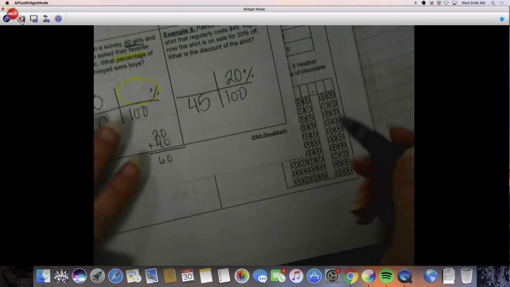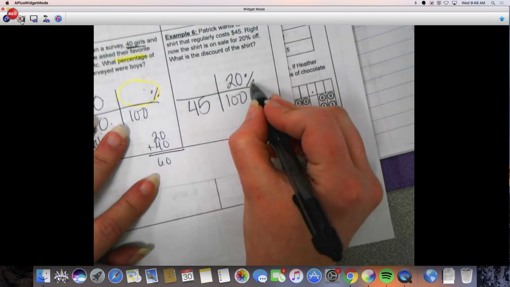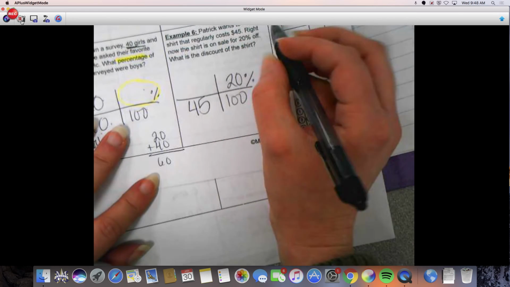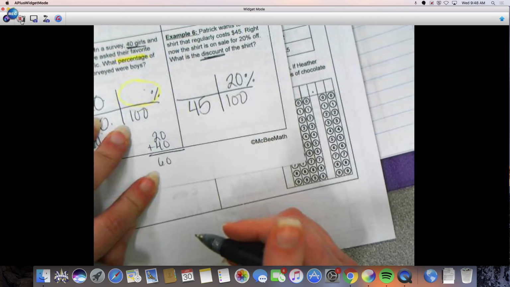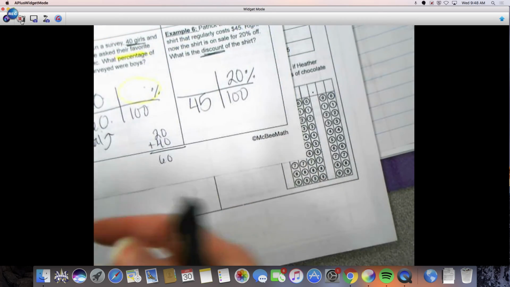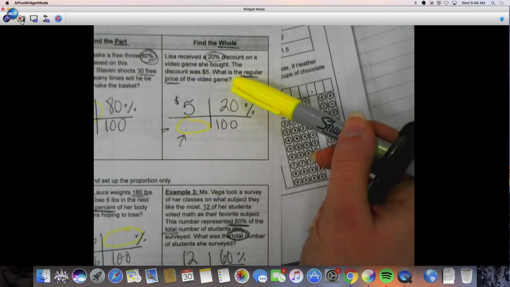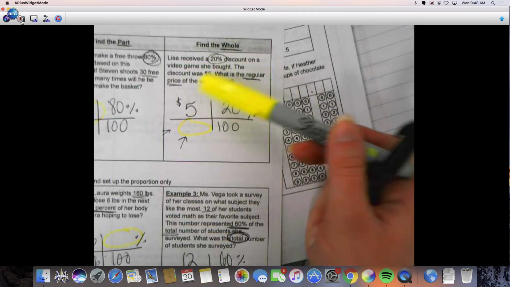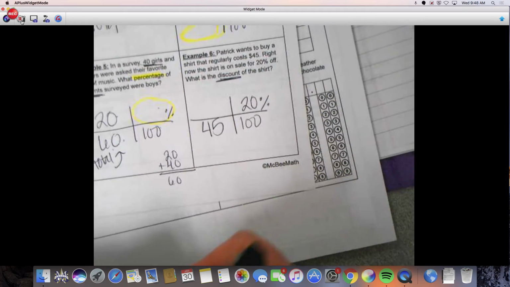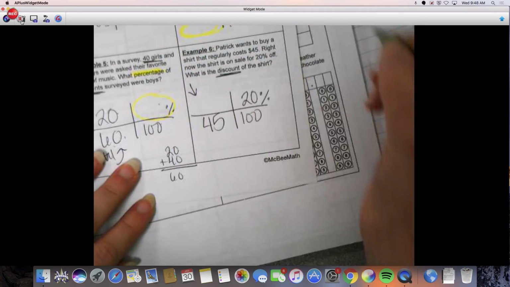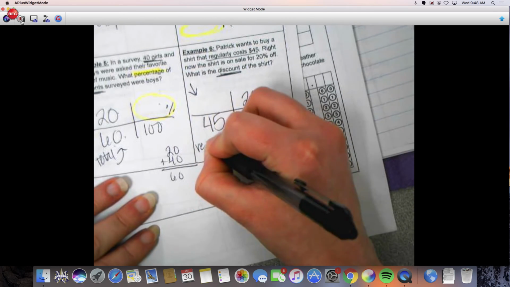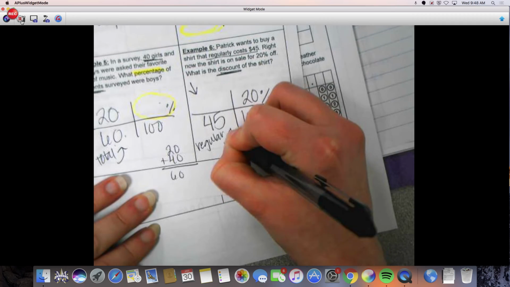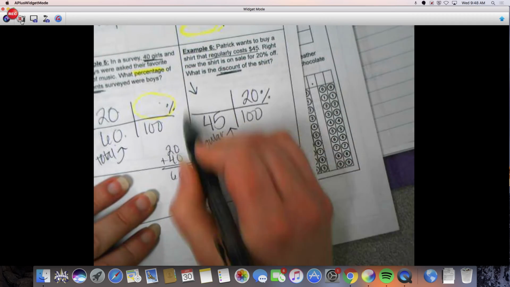Okay, check your answers for number 6. The percent was easy to find, but they want us to find the discount of the shirt. Another tip, we've seen this word before. If they give you a discount, like we saw all the way up here with finding the whole, they give you the word discount, it's the part. It's the part they're taking off the total price. So you were looking for the part, and they told you it regularly costs $45. The word regular or regular price means the whole. So you set it up like that.